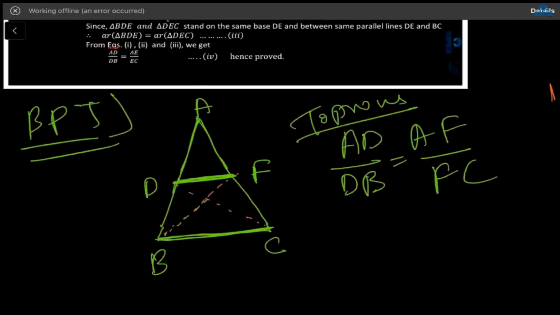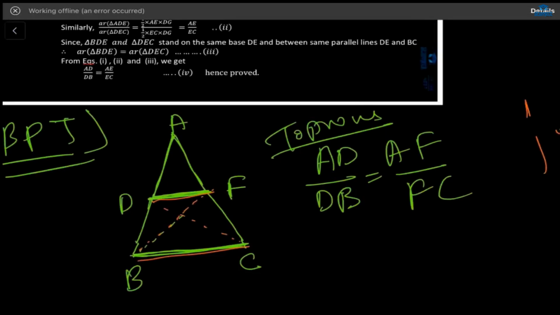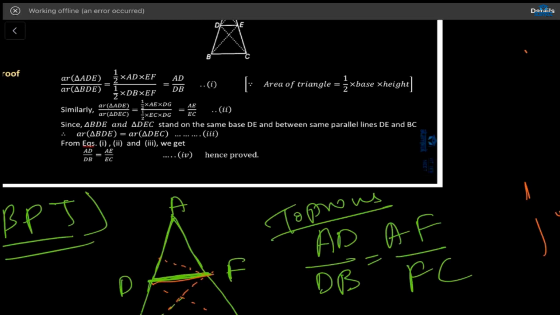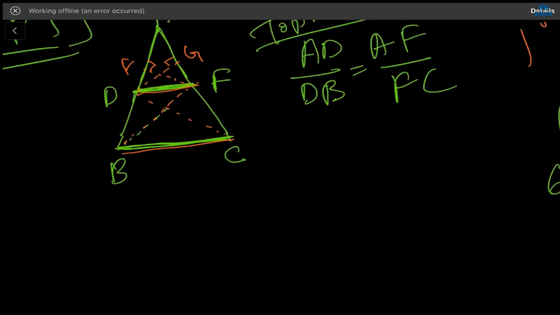Okay, this is Thales theorem. That means if DE is parallel to BC, then this condition exists. Now we are going to draw a perpendicular from E on AB, and we are going to mark it as F. And we are going to draw a parallel line DG from point D. Okay, understood? Now, how can we prove that?